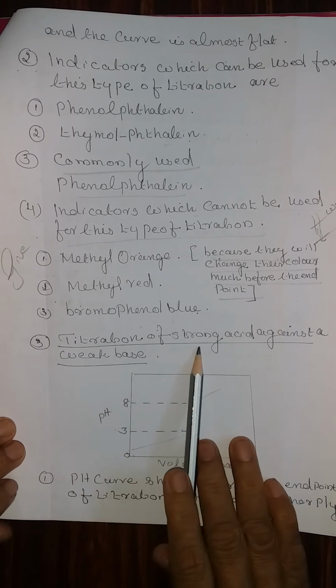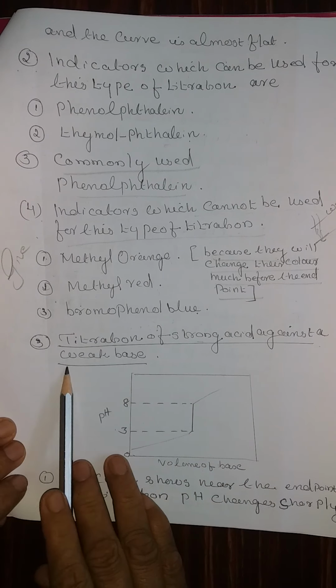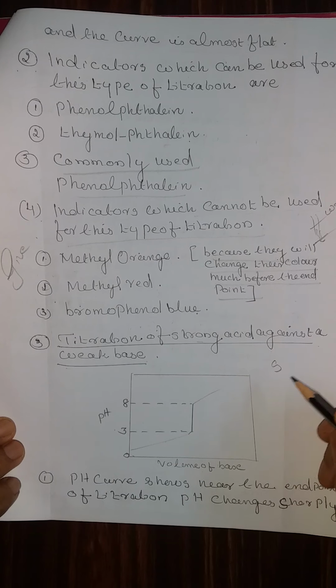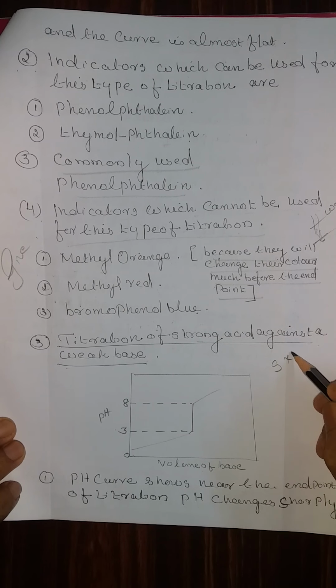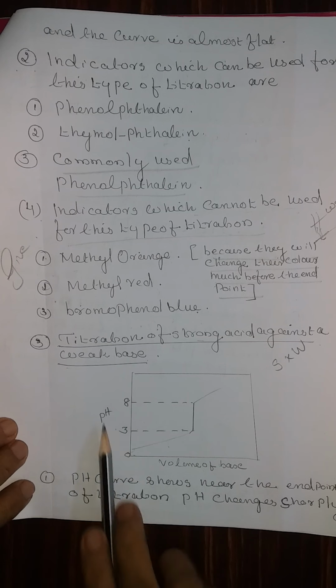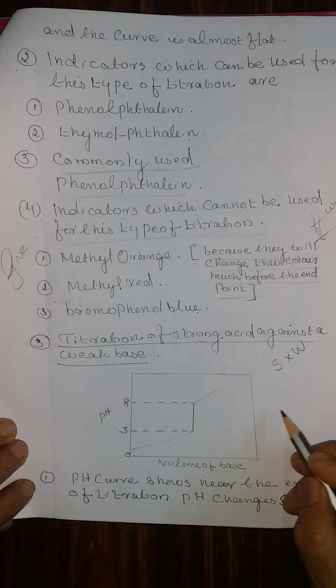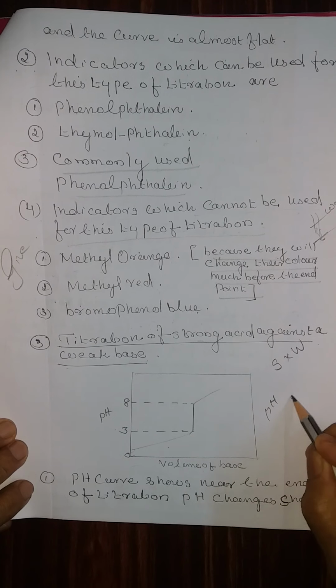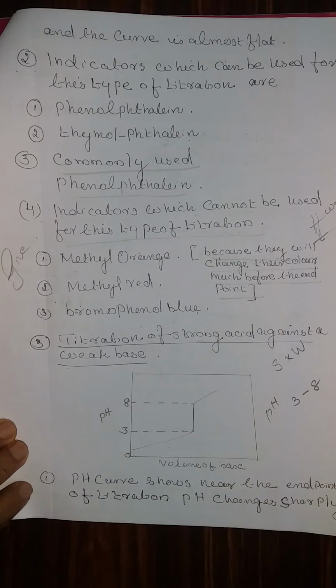Next is titration of a strong acid against a weak base. Here the acid is strong and the base is weak. In this case, refer to the pH curve. It indicates that the pH is showing between 3 and 8.